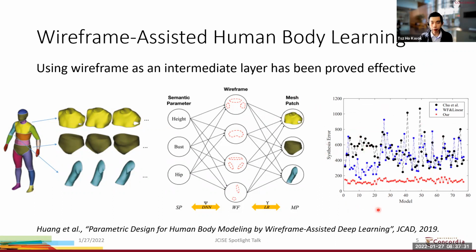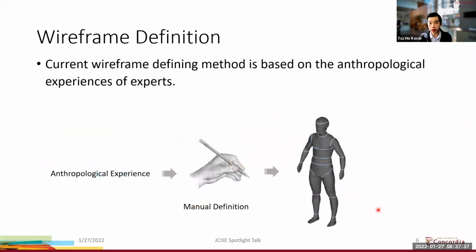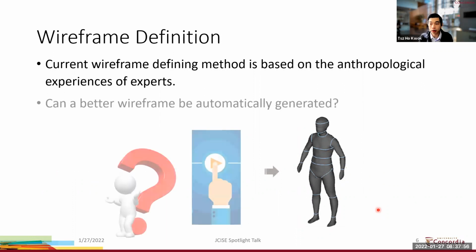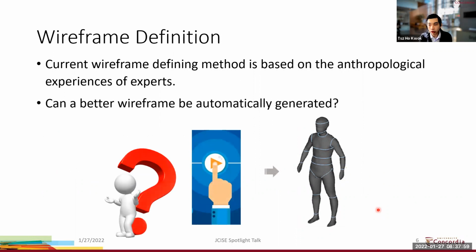So from here, let's come to the questions for this particular work. The current wireframe definition method is mainly based on the anthropological experience of experts, meaning that you need to define it manually. Otherwise, it may not be very meaningful when you join things. But then, is it really good enough? A particular question is, can we have a better wireframe that is automatically generated? And can this process be automated? That is the basic question that motivates our work here.